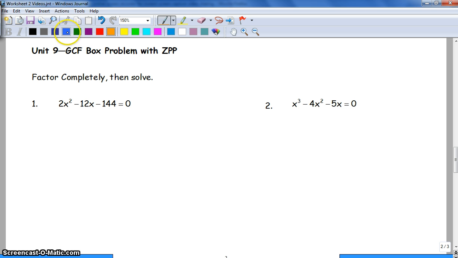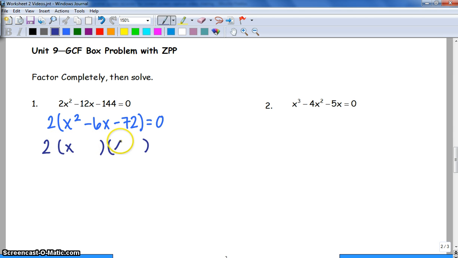First thing you want to do is pull out your greatest common factor. In this case, that's a 2. So we'll have x squared minus 6x minus 72. Don't forget your equals 0. Your 2 comes down. Open your parentheses and put in your x's. Don't forget your equals 0. Now we do our box problem with what's on the inside.